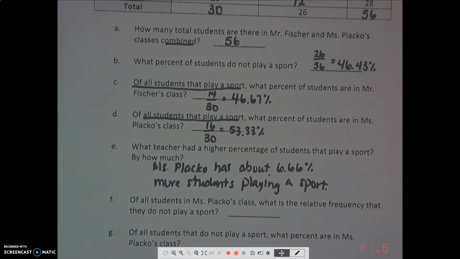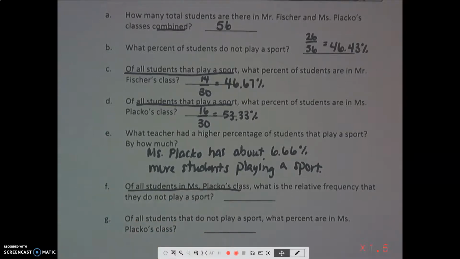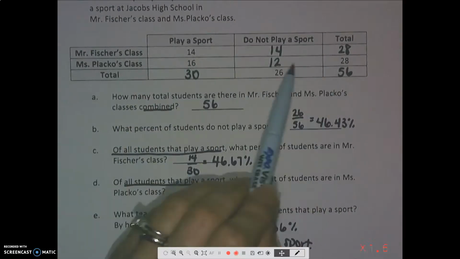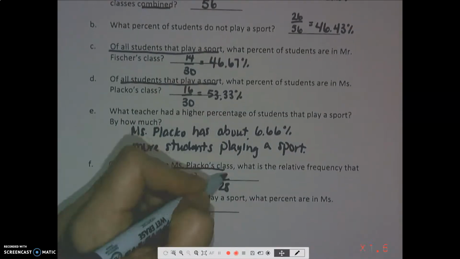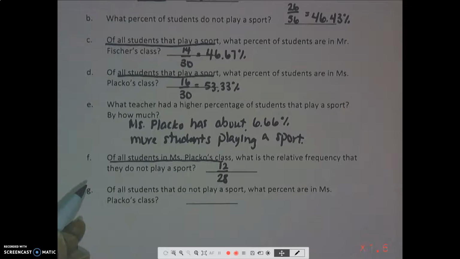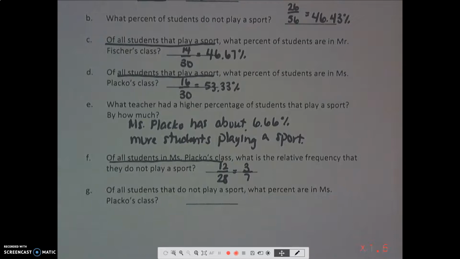Next, we have of all the students in Miss Placco's class. So we're focused just on Miss Placco's class, which means she had a total of 28 students in her class. What is the relative frequency that they do not play a sport? So do not play a sport out of the 28 in Miss Placco's class would be 12. Now this just says what is the relative frequency, so we're just going to reduce that fraction. Both of those are divisible by 4, so we would get 3/7. So when it talks about percentage, you're going to actually divide that out. If it just asks for the relative frequency, you're going to simplify that fraction as much as possible.